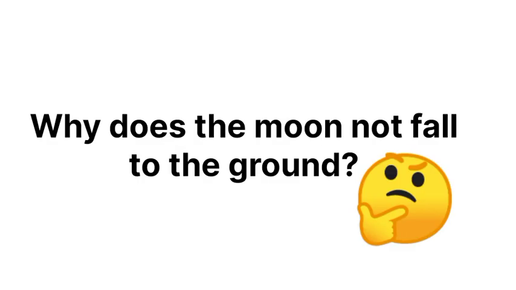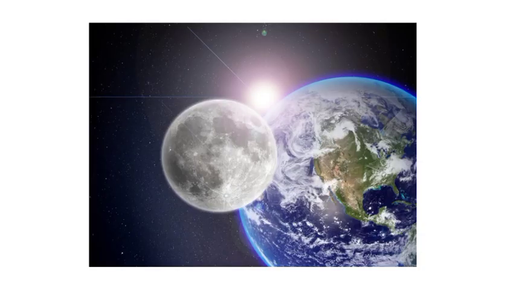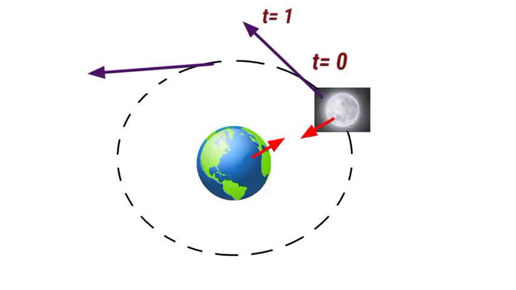Now, why does the moon not fall to the ground? Or we can also call it, why does the moon not fall to the earth? The moon doesn't fall to the earth because of the balance between the gravitation force between the two bodies and the moon's velocity and distance from earth. Look here, this is the path of the moon. So here is the earth and here is the moon.